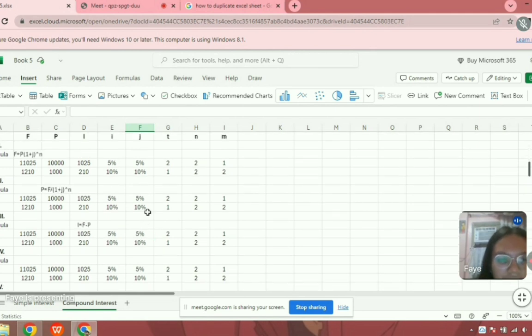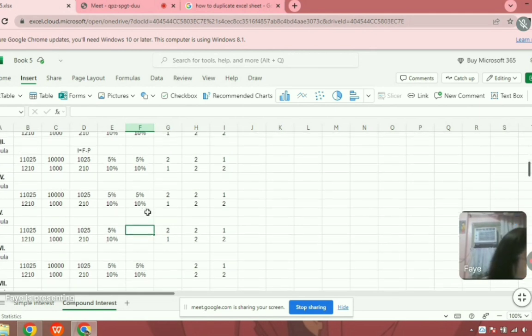Next, part 5, which is we're looking for J. So J, the formula of J is the nth root of F over P minus 1. I still cannot type it. So instead, I'll just use my calculator. So the n root, so n here is 2, of F, 11,025 over 10,000 minus 1 is 0.05 or 5%.